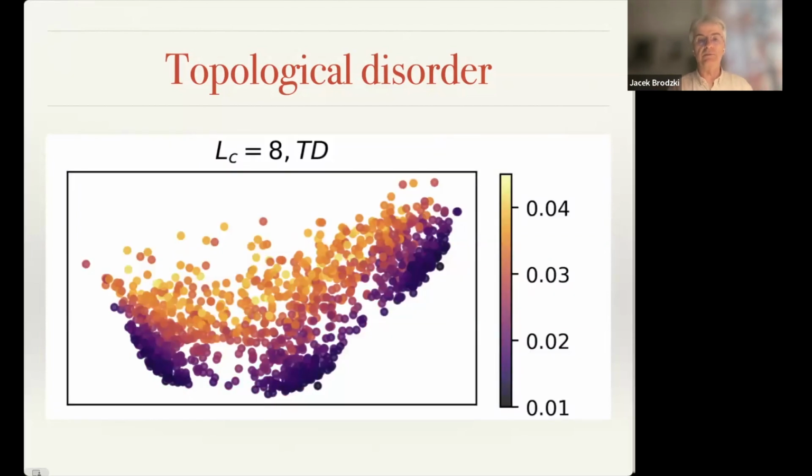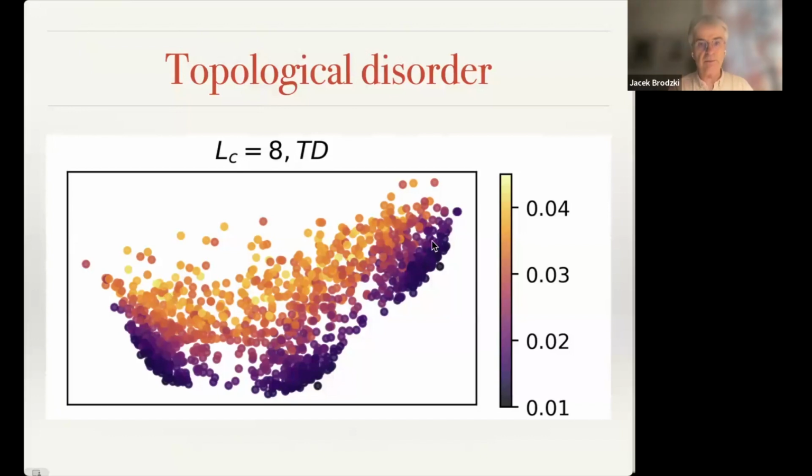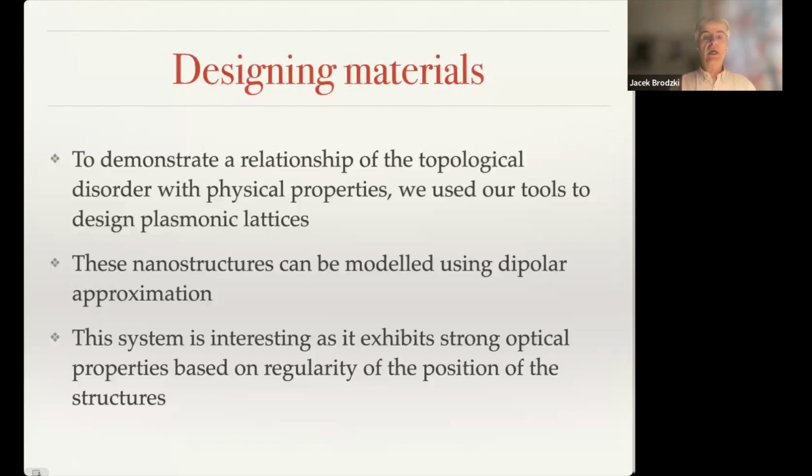And here is another example. Sorry, my mistake: this is colored by structural heterogeneity, and this picture is colored by topological disorder. All right, so this is a very clear gradient given by topological disorder. That indicates that among lattices generated for the same values of statistical parameters, you will have lattices with more or less topological disorder. So an obvious question is, is that useful for anything at all? Well, the answer is yes.